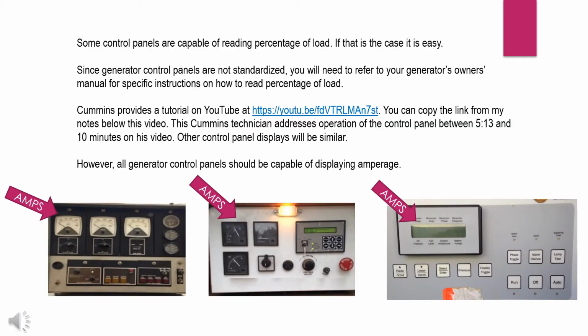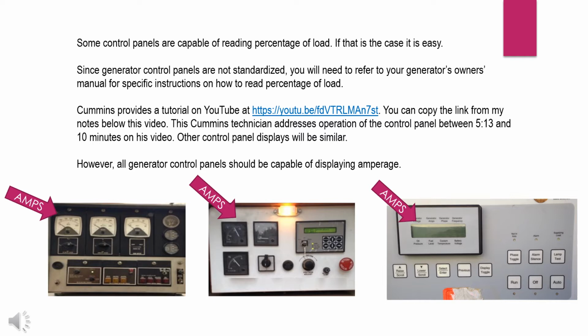Some control panels are capable of reading percentage of load. If that's the case, then this will be easy. Since generator control panels are not standardized, you will need to refer to your generator's owner's manual for specific instructions on how to read percentage of load if your control panel is capable of that. Cummins provides a tutorial on YouTube. You can copy the link from my notes below this video.